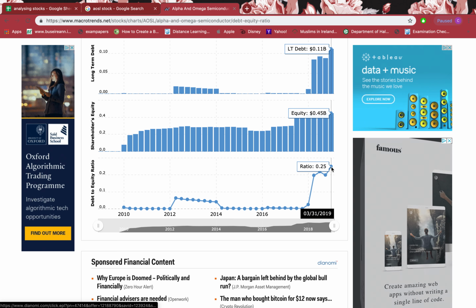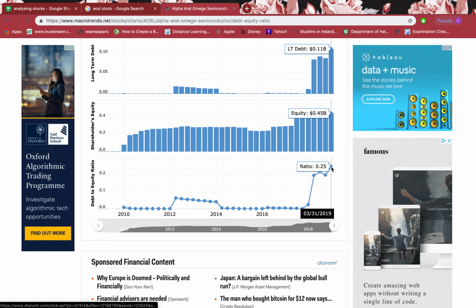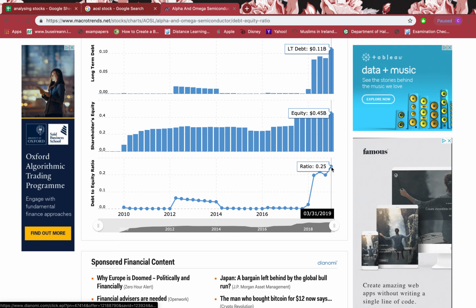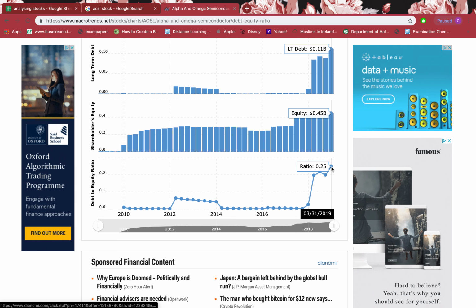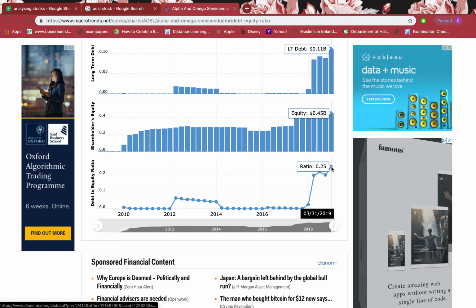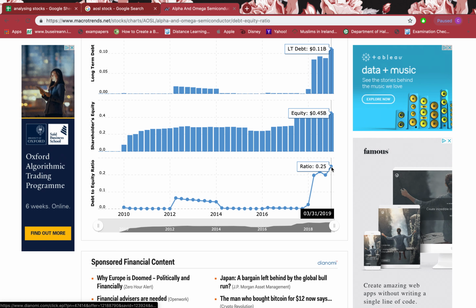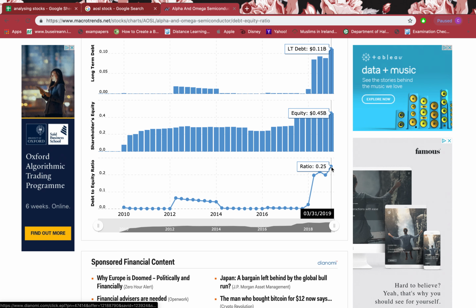We have data until March, so it's 0.25, which is really good. It's below 0.5. Even though it has some long-term debt, it is mainly operating on equity. Equity is a lot more than the debt, so there's more margin of safety, it's safer.